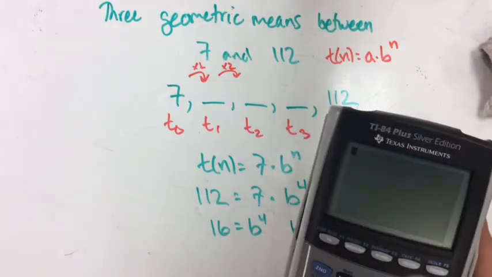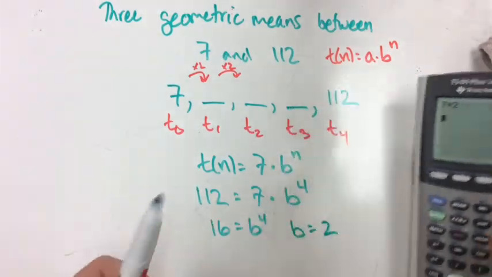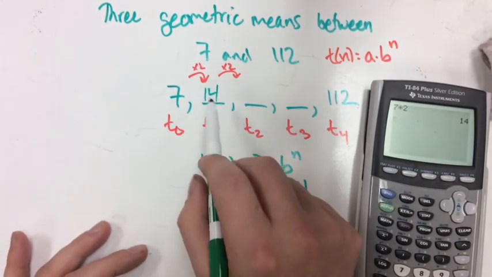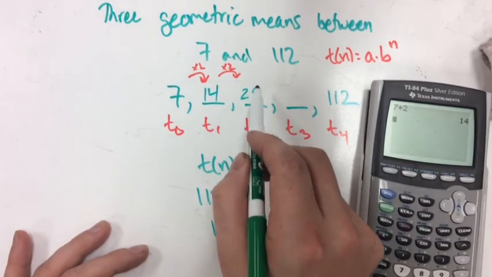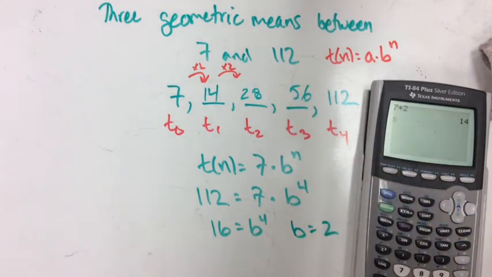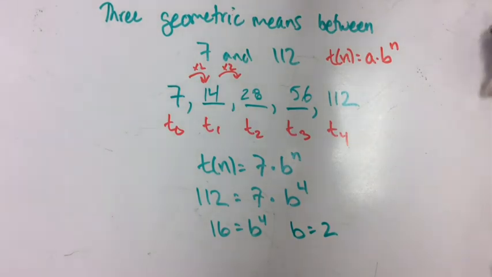So 7 times 2 is 14. Let's see, I can do these ones in my head. 14 times 2 is 28. 28 times 2 is 56. 56 times 2 is 112. So I've done this correctly, okay?